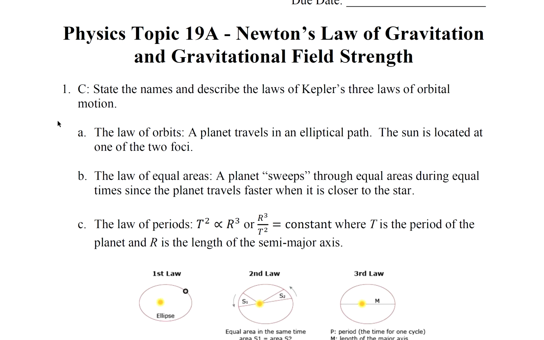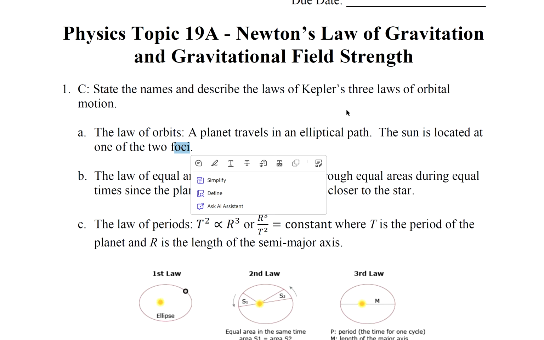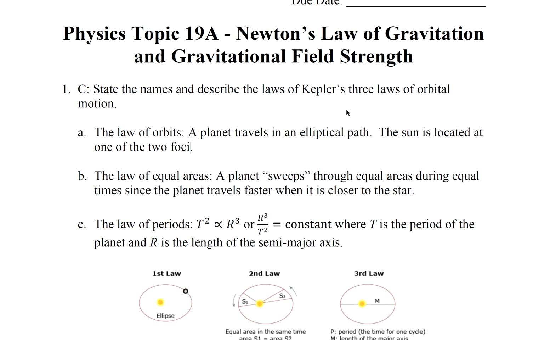So the first law is the law of orbits. A planet travels in an elliptical path, and the sun is located at one of the two foci. If you don't know what these mean, go online and find out the meaning of ellipse. It's like an egg shape. Understand the meaning of a focus. It's one of the 2 points in an ellipse.